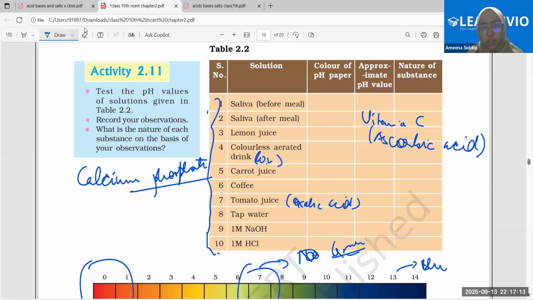1 molar NaOH, 1 molar HCl. This M represents molar here, okay? So this is 14 and this is 1. Very ideal values, okay, Bacho? Very ideal, 0 to 1 basically, but they're very ideal values, not really possible as such.